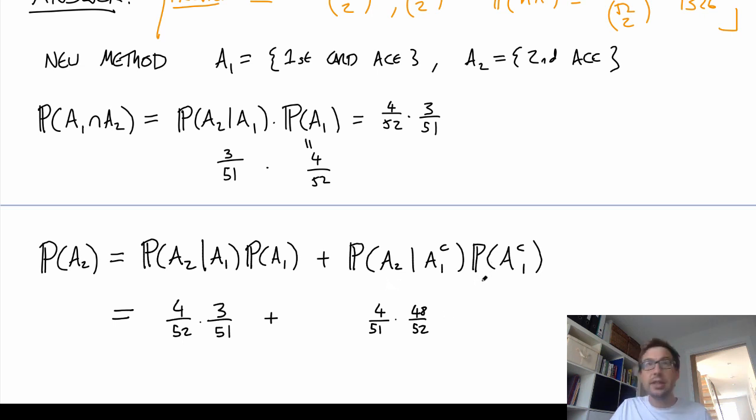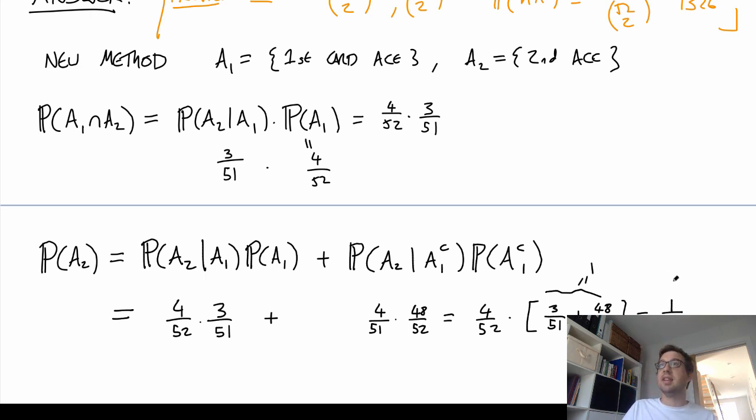And you can do the calculations on this. For example, we can notice that this is 4 divided by 52 times 3 over 51 plus 48 over 51, which is then equal to 1. And 4 divided by 52 is just equal to 1 in 13, which is just the probability of getting an ace. So notice the probability of getting an ace on my second card is equal to the probability of getting an ace on my first card.